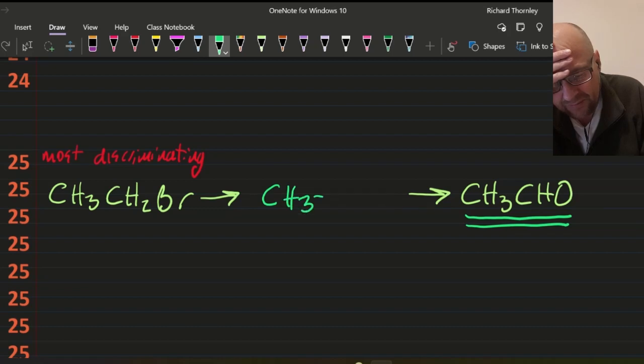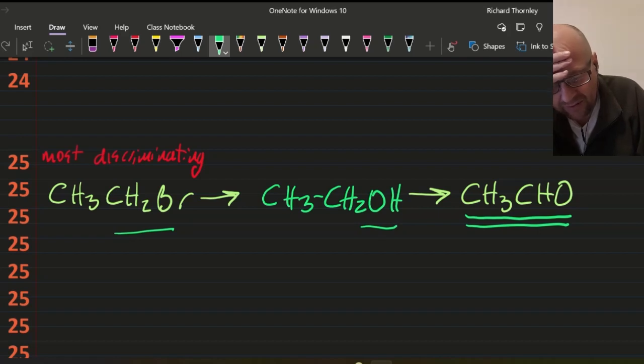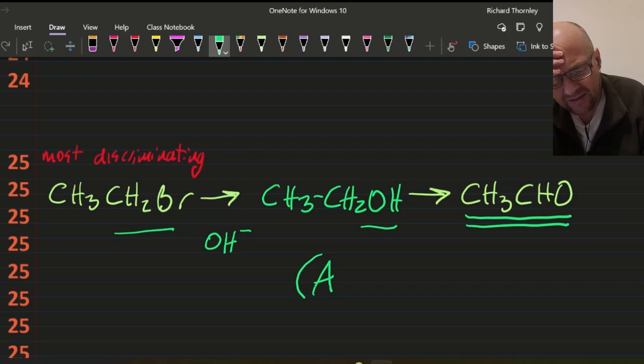So if I put that there, now how do I turn that into that? Well, all I've done is I've swapped an OH minus for a Br minus, haven't I? So that's what's happening there. Okay, so that's going to be A, isn't it? 25A? Yeah, 25A.